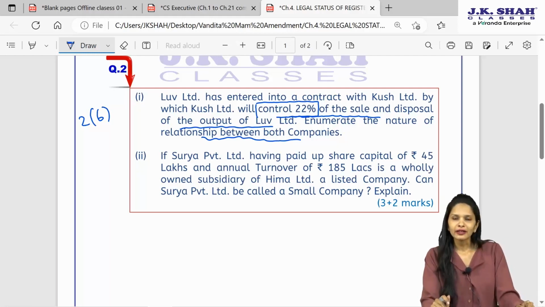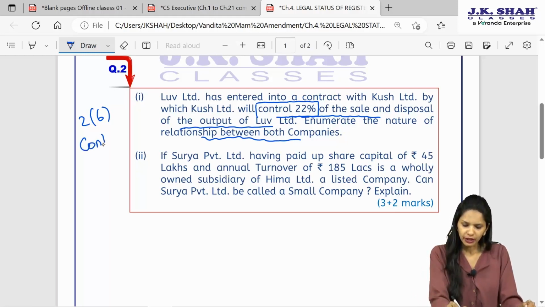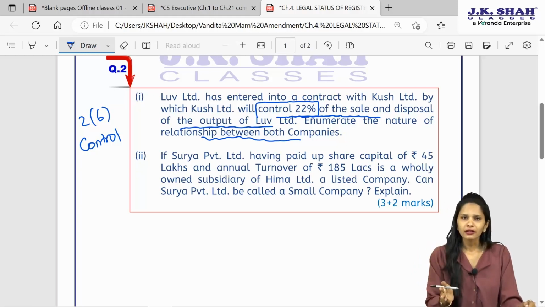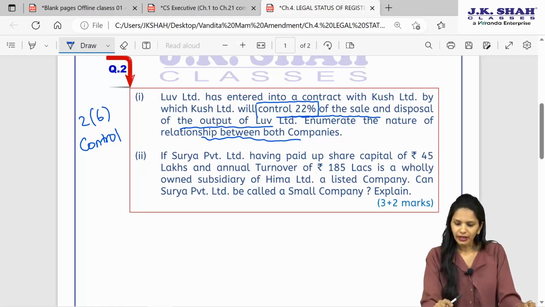But again they have added saying that it's not always required that there is 20%. What is very important in the associate company is something called control. So there has to be some kind of control. That control can be in the equity, or in the board of directors, that is composition, or it can be in any business decision. So as per this explanation, when you relate this to your case study, we can find out that Love Limited has become a holding company because it has control of how much? 22% in Kush Limited. Which control does it have? Sale and disposal of output of Love Limited.